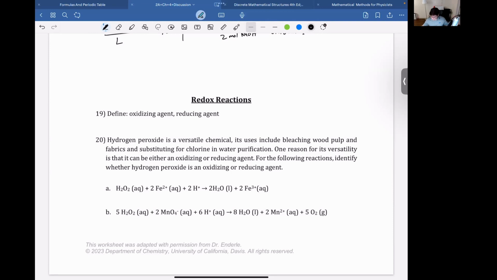If you're gaining electrons, you have a reduction in charge. So if you're being reduced, you're gaining electrons. If you're being oxidized, it's the opposite. You're losing electrons. Now, the oxidizing agent is the thing that's being reduced. So the oxidizing agent is the molecule being reduced, which causes oxidation of the other thing.